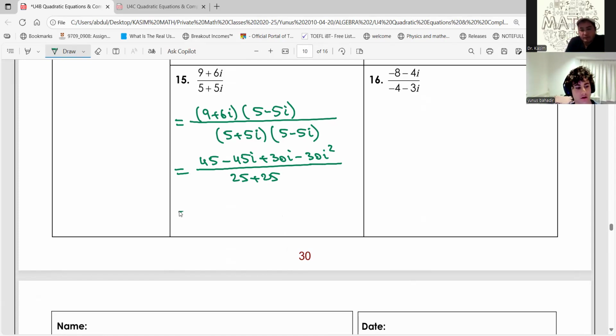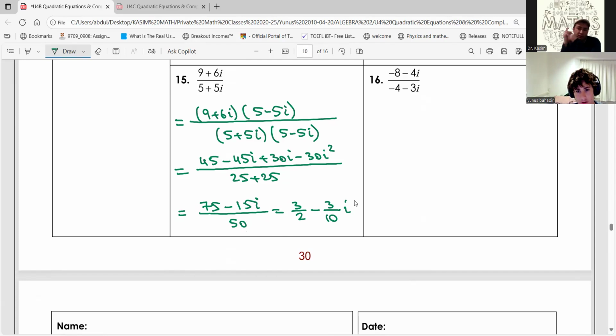Did you get your answer like that? 75 minus 15i divided by 50. Okay, then 75 over 50, both numbers are divisible by 25. So 3 over 2, minus 15 over 50. Both numbers are divisible by 5. That is 3 over 10i. Okay, one more, Yunus.